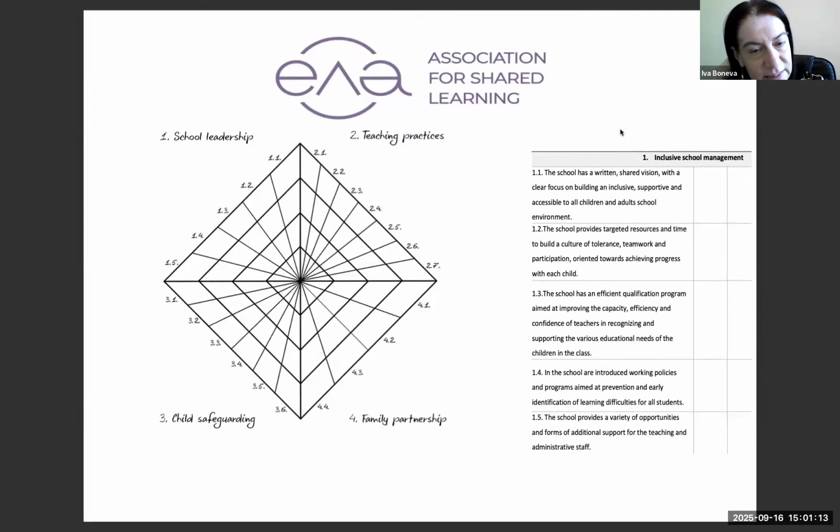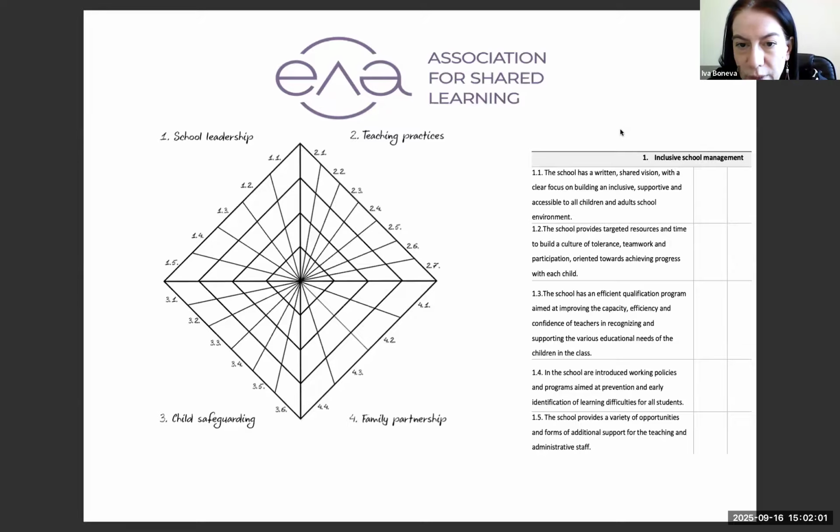Next. And this is the simplest, the spider web model. You've probably seen it in many other models or assessments. For example, if we take the school leadership, inclusive school management, we have 5 indicators that a school self-assesses, and these are done in teams of teachers, students, and parents also, importantly. So they do this in focus groups, they do the assessment, and you see school leadership has 5 indicators. Teaching practices have 7.